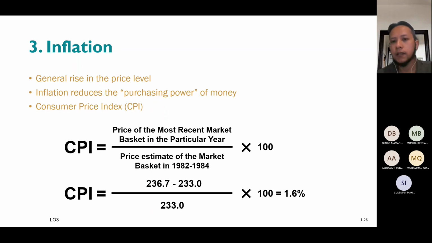Okay, so the third part here, which hopefully you have started to realize is currently happening in many countries around the world. Okay, so this is currently happening: inflation. Okay, so what is inflation? Basically, it is the general rise in the price level. Okay, so generally across the board, prices of goods and services are increasing.